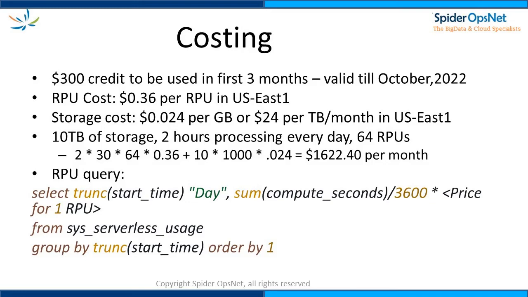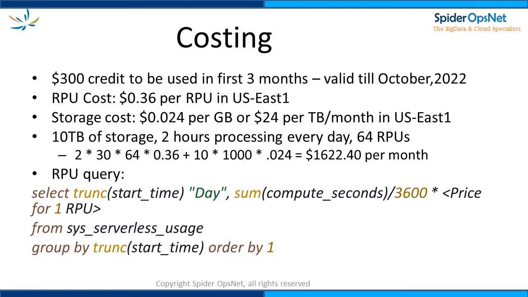Note that usage of space is rounded to hours and 720 hours are considered for a month, whereas RPUs are counted in seconds and rounded to minutes for billing. Suppose you store 10 terabytes of data in your data warehouse and your processes run for 2 hours every day and use 64 RPUs per hour on an average. Your cost will be about $1,622 per month, calculated as shown.